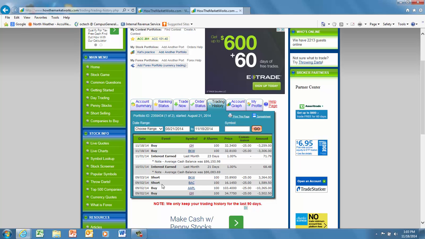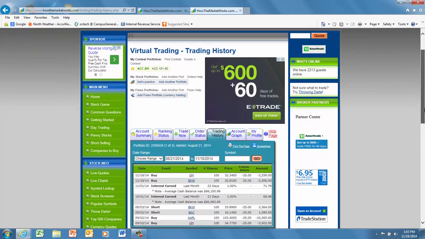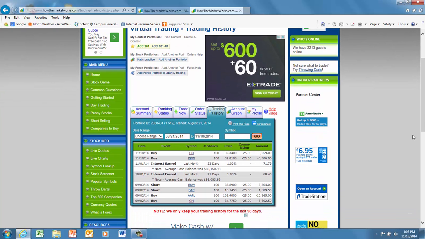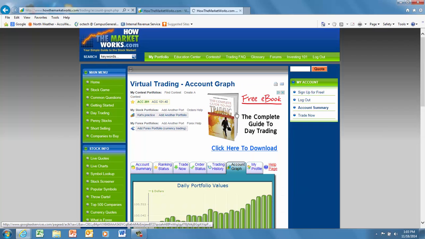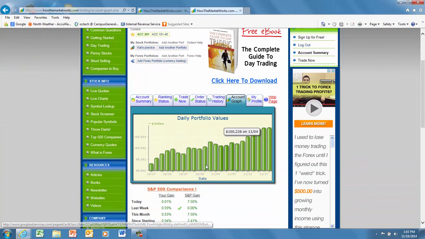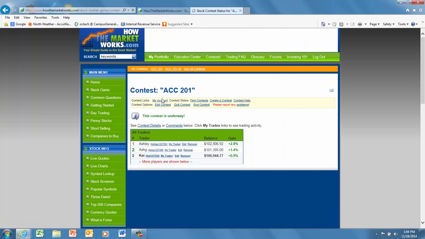You can do that in the stock market. That's called short selling it, or shorting that stock. And you can do that with this game. If that seems a little complicated, you might not want to do that. You just buy first and sell later, and that's fine. Okay? Your account graph will give you a little picture. This shows me the last month and how my portfolio has done. Okay? And my ranking status.